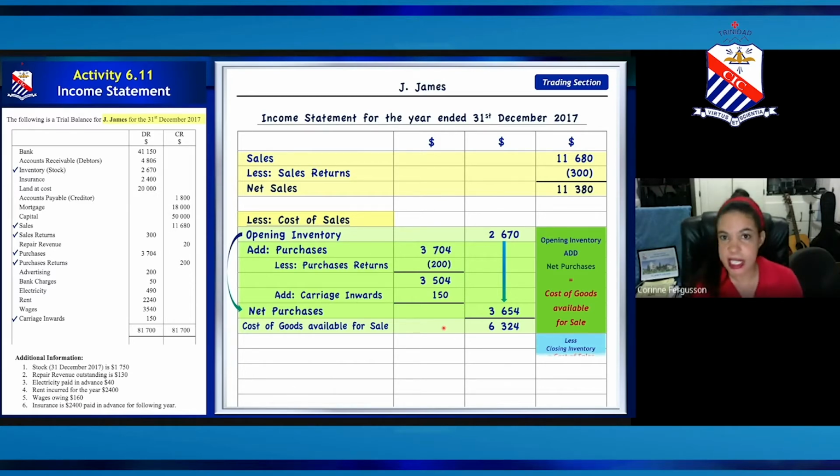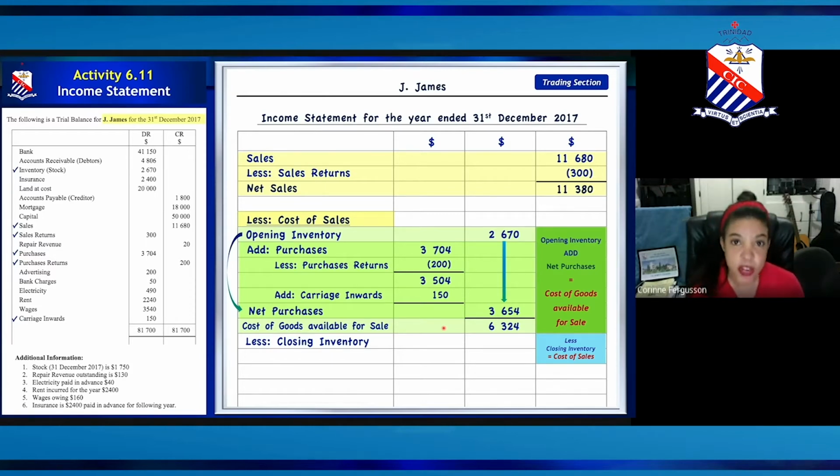So we move on to the next step, which would be you now have to less your closing inventory, and that is the final step for you to be able to get your cost of sales. So after you have that long word, cost of goods available for sale, don't think you are finished, which a lot of people think they have. You still have one more thing to do, which is to less your closing inventory.